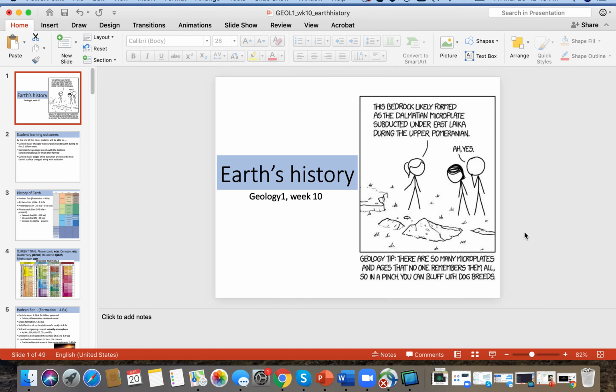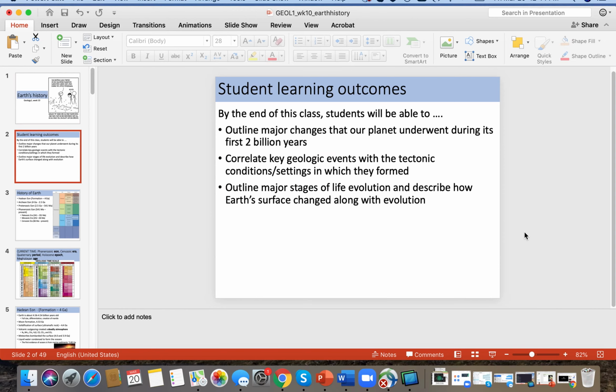You're not going to need to remember too many terms, too many names, but I will make sure you know the most important aspects. So this is not a biology or evolution class, so we're not going to get too much into it. There are some really important parts that you will have to know about Earth's history. We're going to outline the changes that our planet experienced during the first 2 billion years, in terms of geology, tectonics, and a little bit about life, because that's pretty important.